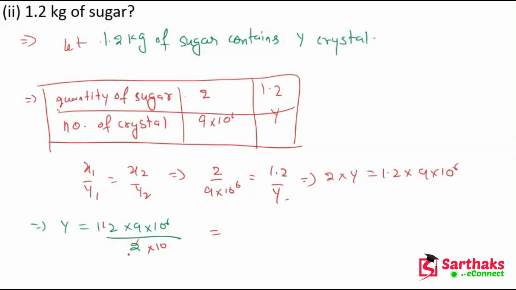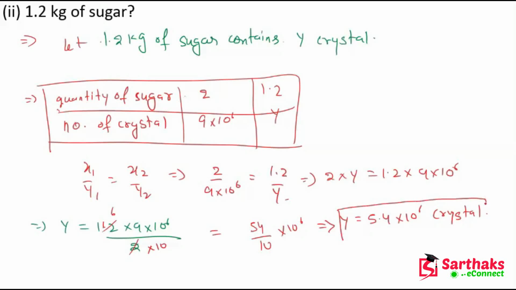So we can cancel this 6 times. 6 into 9 is 54 upon 10 into 10 raised to power 6. So y is equal to 5.4 into 10 raised to power 6 crystals. So we can say that 1.2 kg of sugar contains 5.4 into 10 raised to power 6 crystals. I hope, my dear friend, you understand these things.